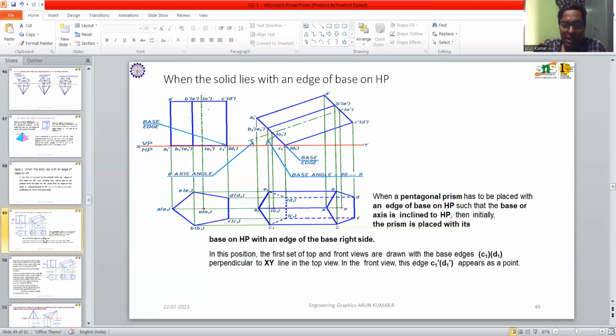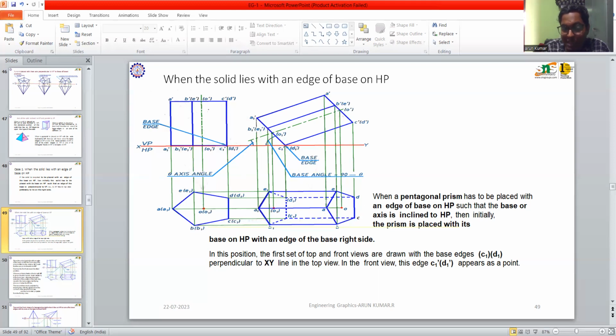C, D, and E. Okay, so I have to join all the points. For example, I join A1, B1, C1, D1, E1. So I have to draw the line. Similarly, the other side also, A, B, C, D, E.